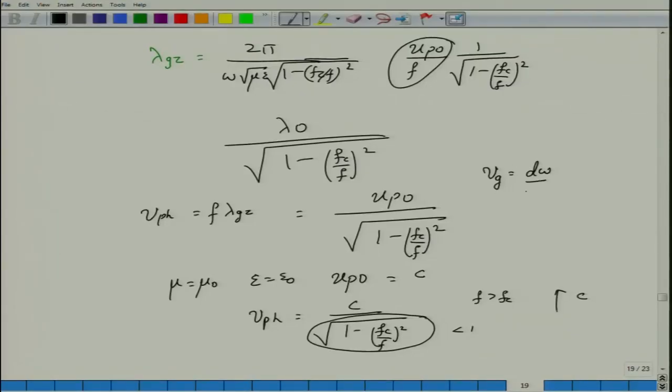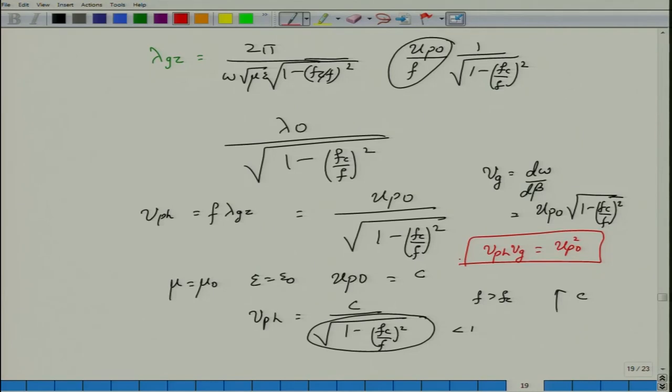But for now, Vg, the group velocity, is defined as d omega by d beta. So it is not the ratio of omega to beta, but d omega to d beta, and it turns out to be up 0 into square root of 1 minus (fc by f) whole square. So luckily we have a relationship which tells you that the phase velocity times the group velocity, which is the velocity with which the wave is actually propagating carrying information, is given by up 0 square. This relationship always holds. Phase velocity by itself does not mean anything.